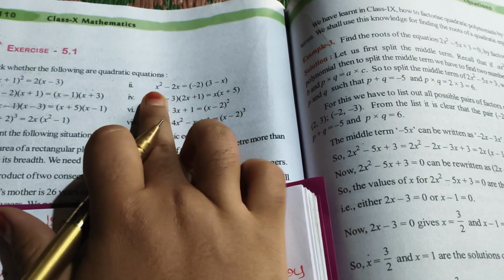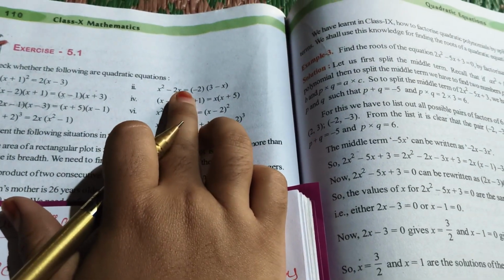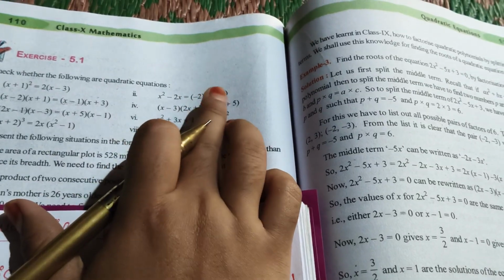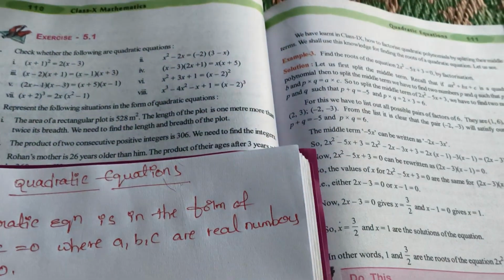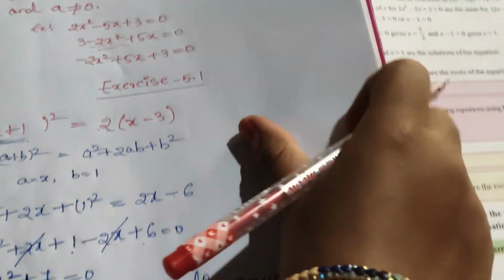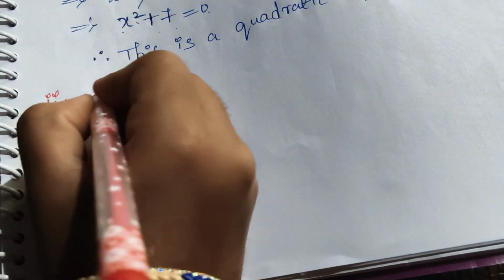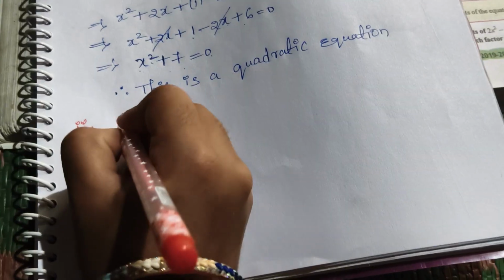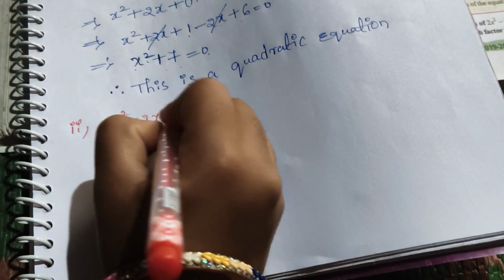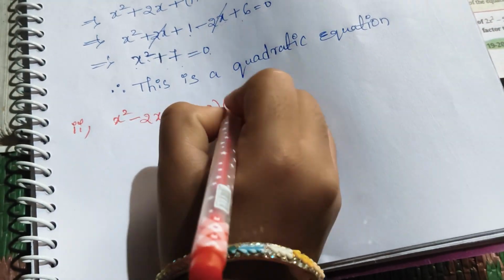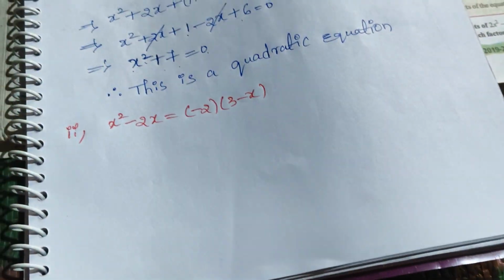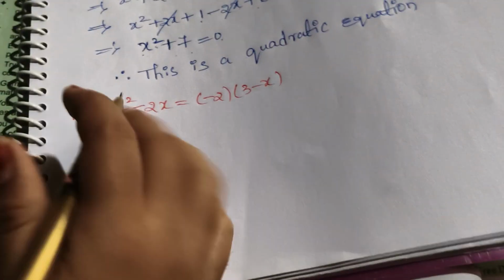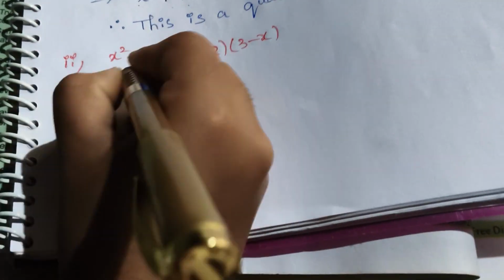See the next question. What is there? x square minus 2x is equal to minus 2 of 3 minus x. Next, we have to solve this. x square minus 2x is equal to minus 2 of 3 minus x. If we see the solution here, how much is there?